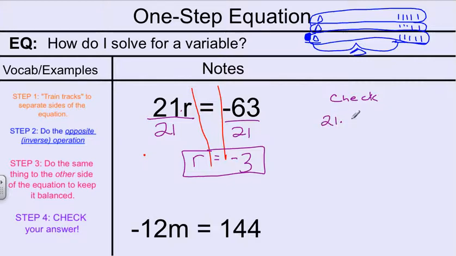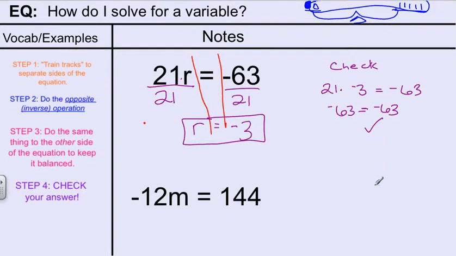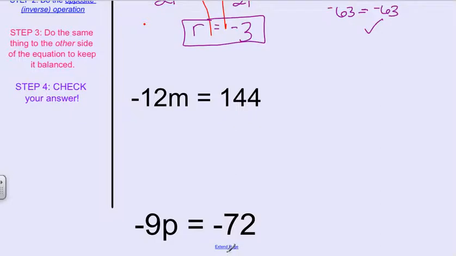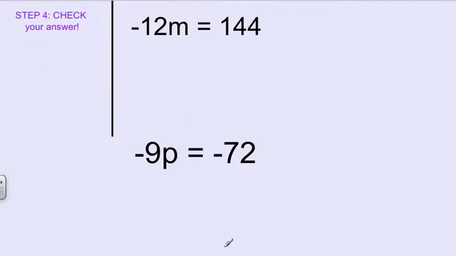21 times negative 3 equals negative 63. 21 times 3 is 63. Positive times a negative is a negative. Does negative 63 equal negative 63? Sure does. It checks out. You try the next 2 problems, and we'll see how you do.